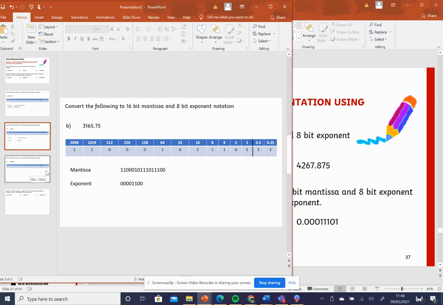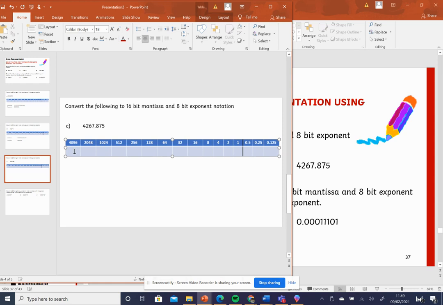Okay, last value then is 4,267.875. So you'll notice in my table of values, I've stuck on a 4,096 onto here. I've also got the 3 decimal values there because I'm going to need them. So again, working this out in my head beforehand, I would do the 4,267, put the 1 down for the 4,096 because that fits, subtract that, and you will find that we've got a 0 in there, a 0 in there, a 0 in there, a 0 in there.